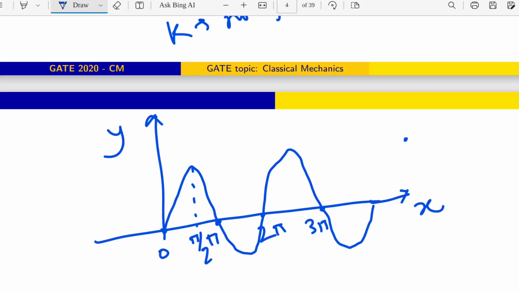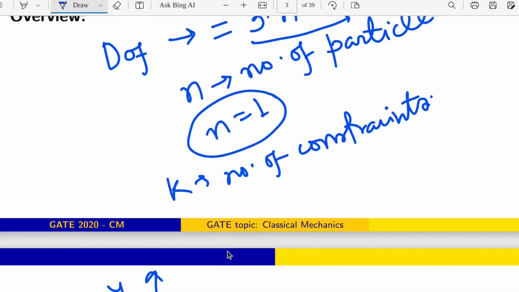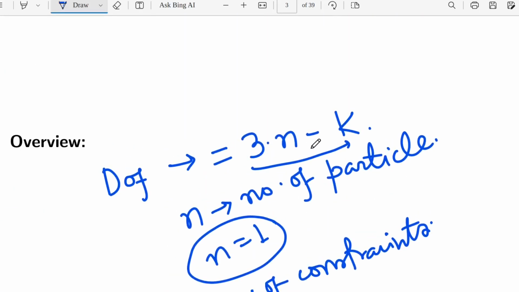So this type of motion one particle will have. If it is like that, then what will be the degrees of freedom for that particle? First of all, to know the degrees of freedom, we need to know these two: one is n and another is k. Now for this question, the number of particles is 1. Right? Now coming to the k value, what will be k?